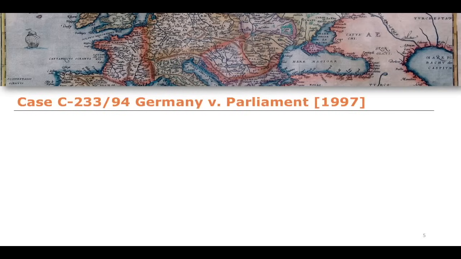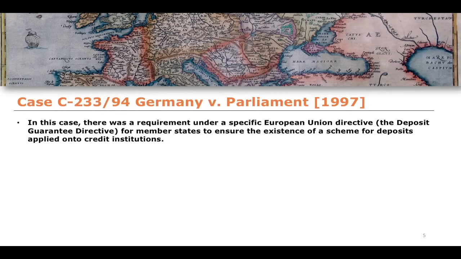Let's look at a couple of case examples to illustrate these points. And we begin with the 1997 case of Germany v Parliament. In this case, the facts are a little bit complicated, but essentially relate to financial law and the monetary policy of the European Union. The European Union had put as a requirement under a specific directive, the Deposit Guarantee Directive, that member states ensure the existence of a special scheme for deposits which would then be applied to the credit institutions of the member states.